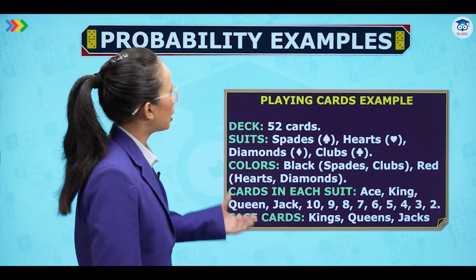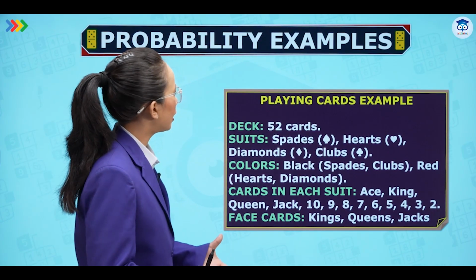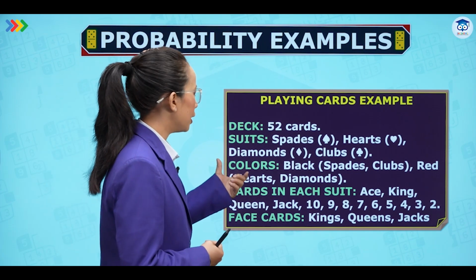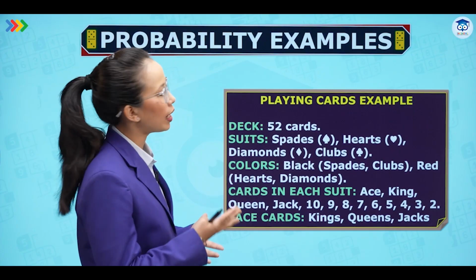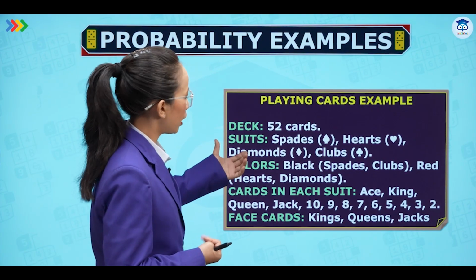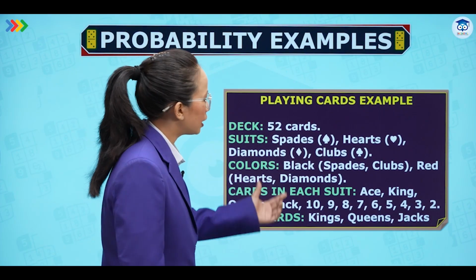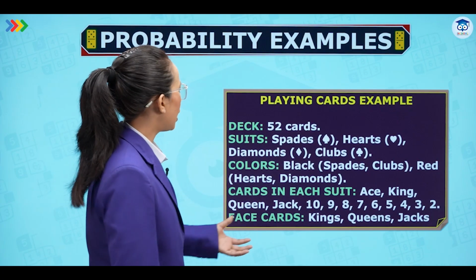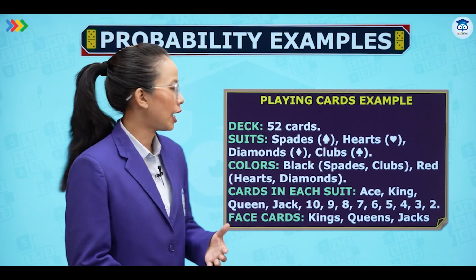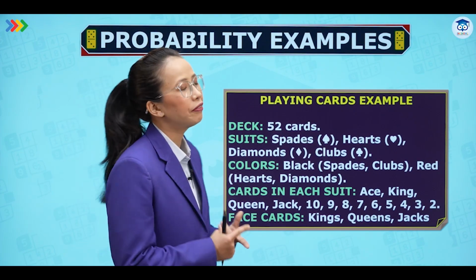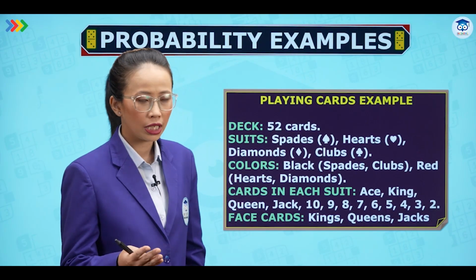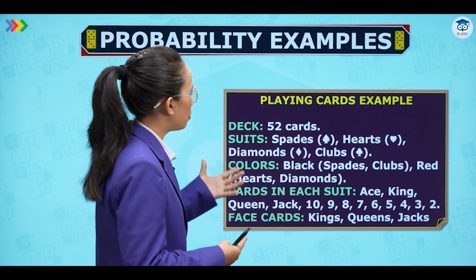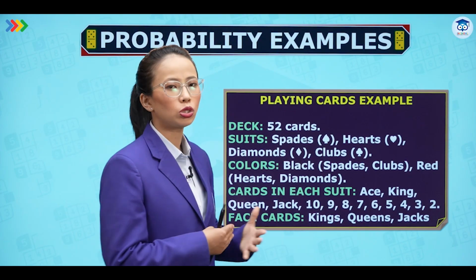So let us understand the playing card. We know that a deck has 52 cards, and there are 4 types of cards known as suits: spades, heart, diamond and club. In black we have spade and club, and in red we have heart and diamond. In each suit we have 13 cards, means spade has 13, heart 13, diamond also 13 and club also 13.